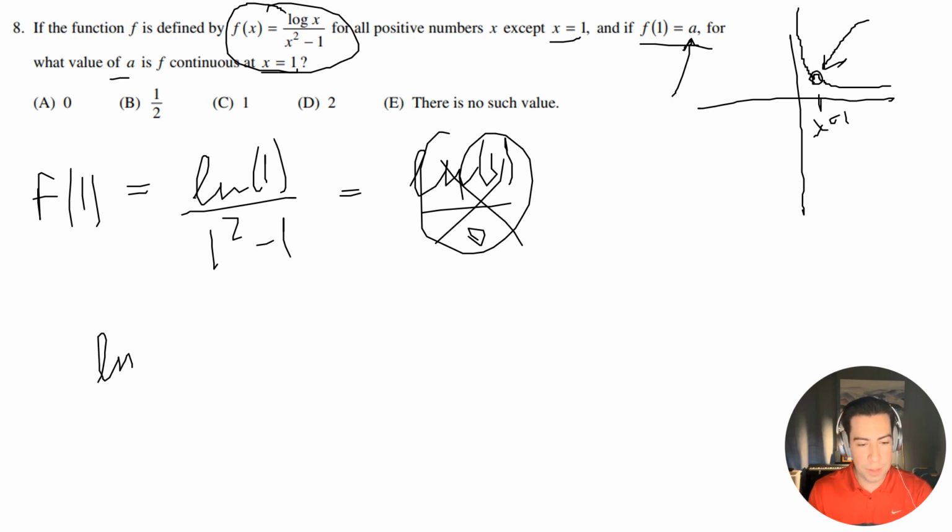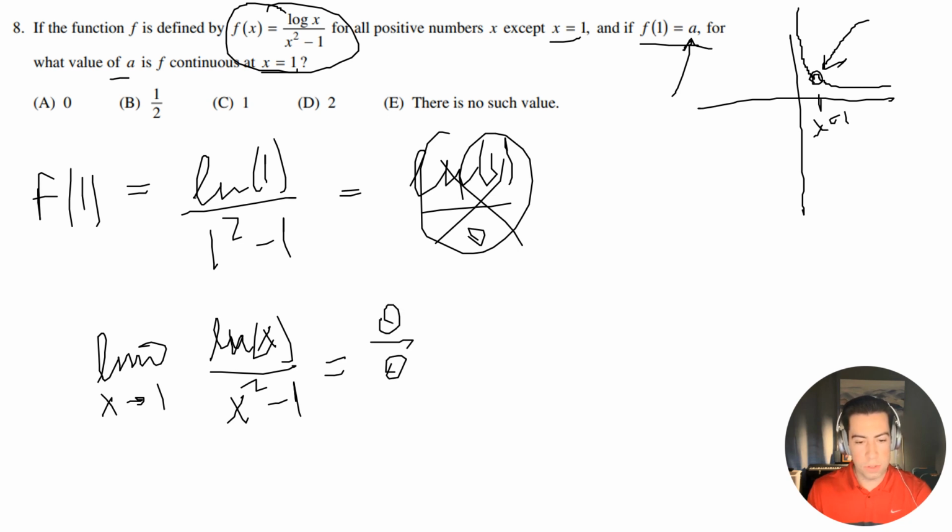So we will do the limit as x approaches 1 of my function here. I'll do natural log of x over x squared minus 1. Now whenever you plug in x, you're actually going to get 0 over 0, which is an indeterminate form. And because we have this indeterminate form, we can use L'Hopital's rule.